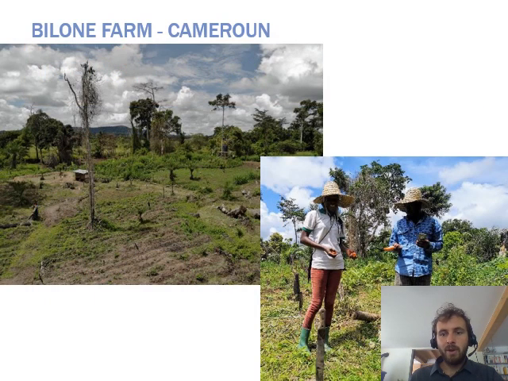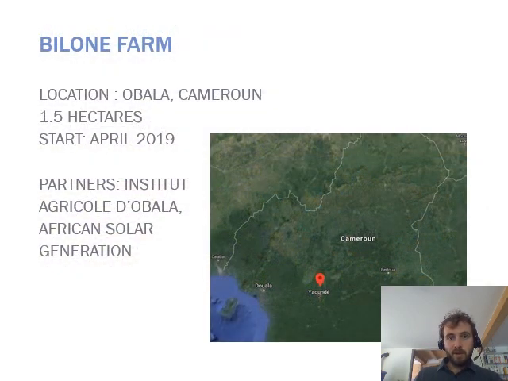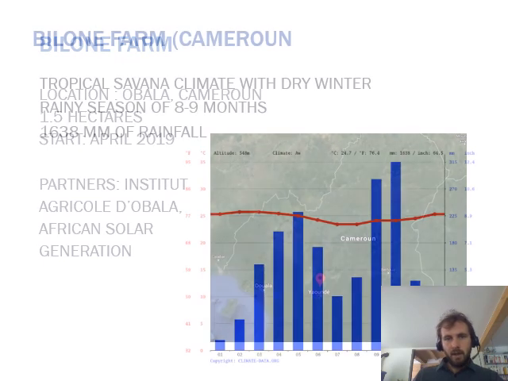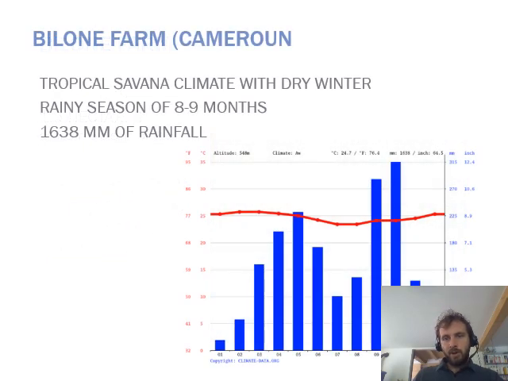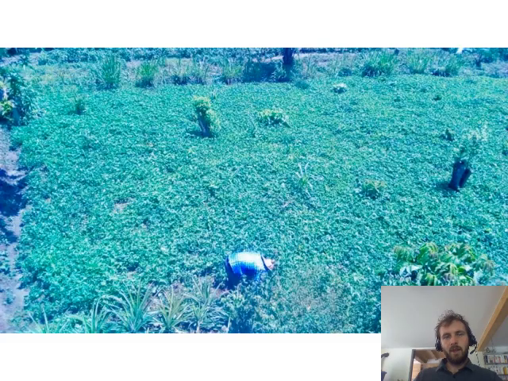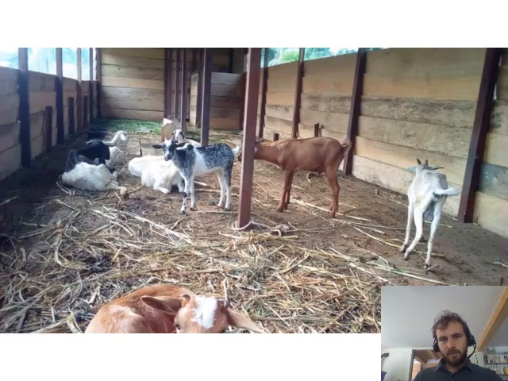Okay, then we have the farm in Cameroon in Bilon. So it was started in 2019. It's a farm of 1.5 hectares. This is really in a lot more humid climate. We have almost 9 months of rainy season and 1,700 millimeter of rainfall, so we don't have much constraints with water on this farm. A plot of groundnut on this farm, the ruminants in the barn.